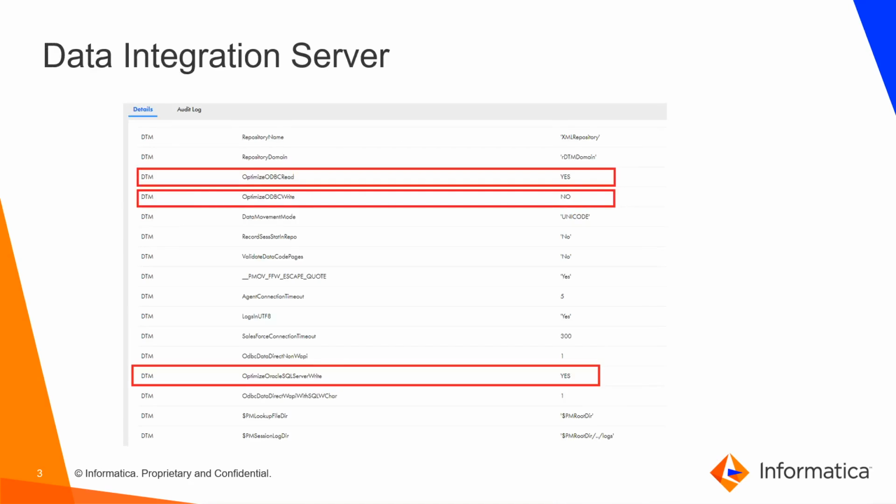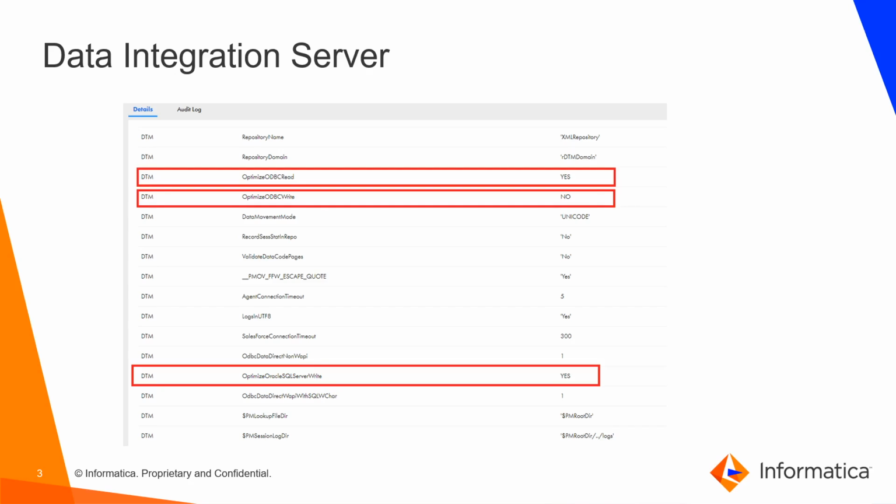All right, so at the DIS level, you have these three properties that are set. The first one is the Optimize ODBC read. By default, this property is always set to yes. The next one is the Optimize ODBC write. This property is set to no. And then finally, the one that we're really interested in, because we're talking about the Oracle and SQL Server connection: the Optimize Oracle SQL Server Write needs to be set to yes at the DIS level.